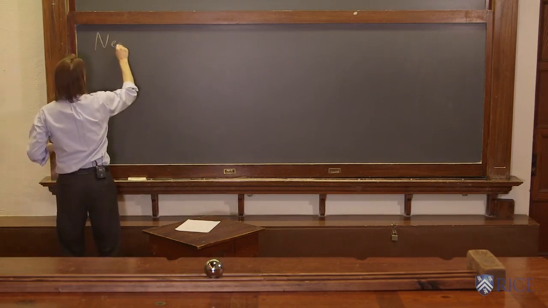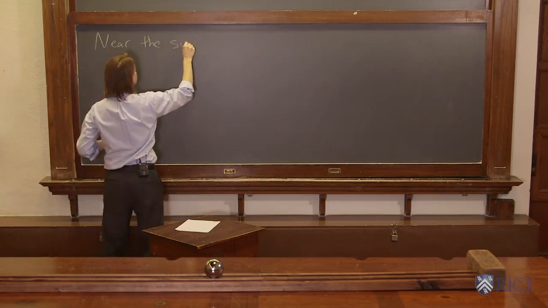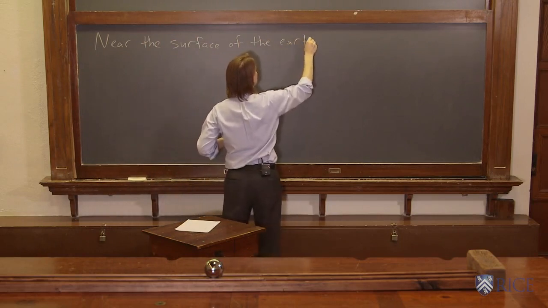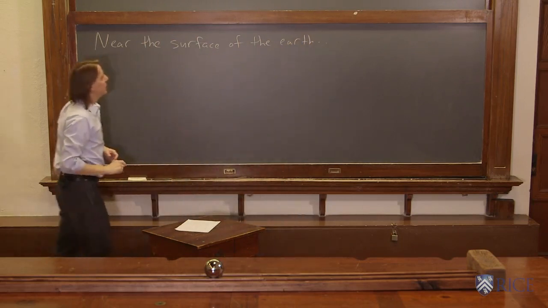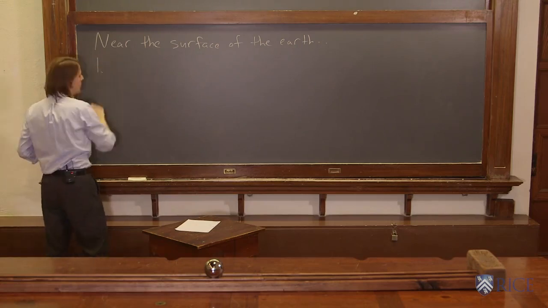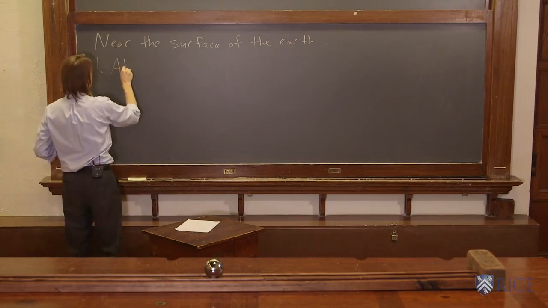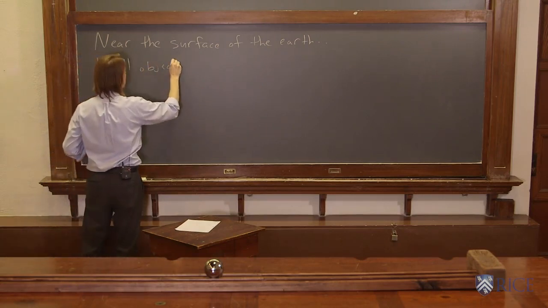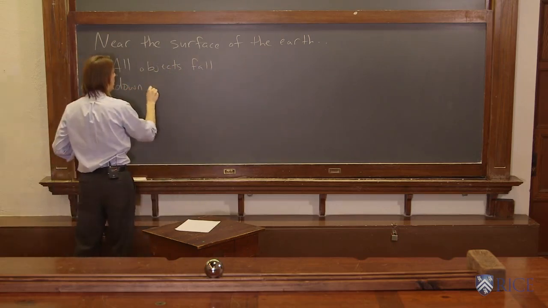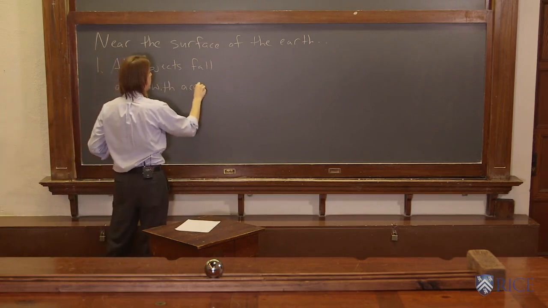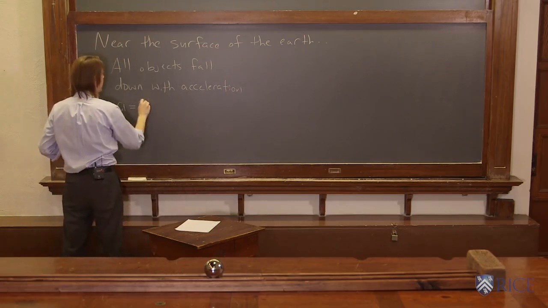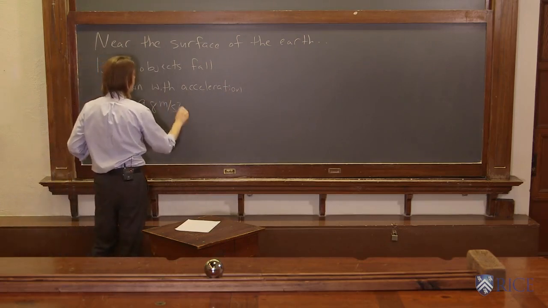So let's say near the surface of the Earth, I think we can all be sure that's true for all the students. Now we're going to go over a few cases of motion. One is that all objects fall down with acceleration a equals 9.8 meters per second squared.